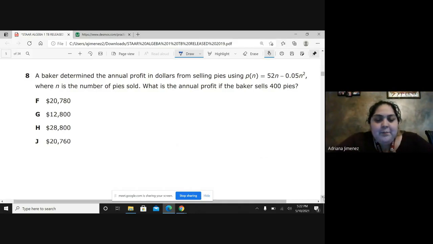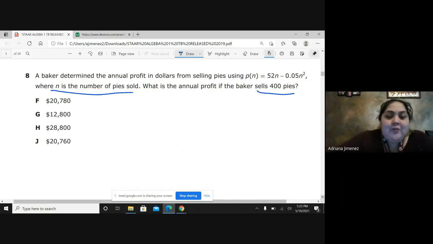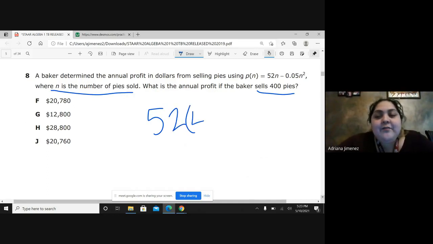So this one doesn't have a picture, so that means we need to read the whole entire thing. A baker determined that the annual profit in dollars from selling pies using P of n equals 52n minus 0.05n squared, where n is the number of pies sold. What is the annual profit if the baker sells 400 pies? n is the total number of pies sold. So that means everywhere I see the letter n, I'm going to put 400 in. So I'm going to type this into the calculator.